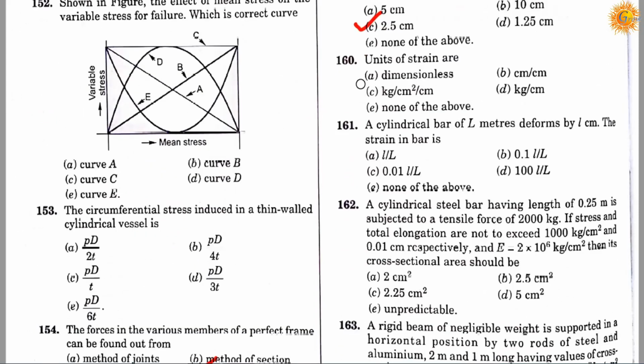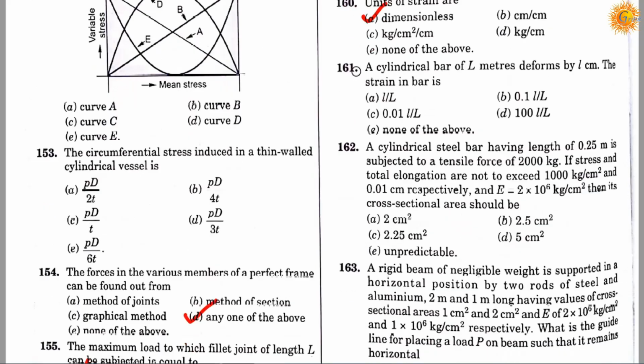Question number 160. Unit of strain are: option A, dimensionless; option B, centimeter upon centimeter; option C, kg per centimeter square per centimeter; and option D, kg per centimeter; and option E is none of the above. Correct answer is A, it's dimensionless.